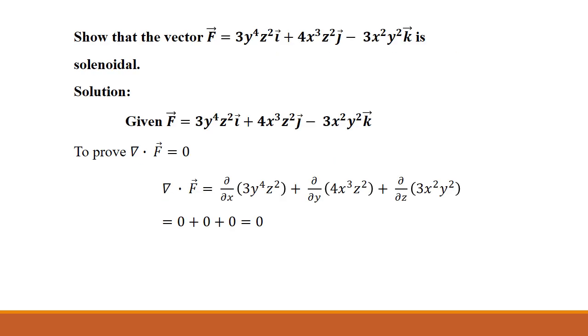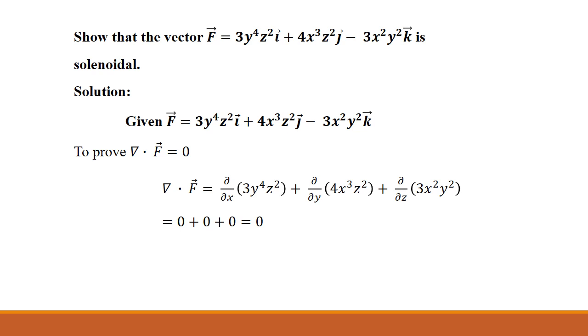Next, find the condition so that the vector f vector is solenoidal. Here one vector f vector is given. The question is to show that the vector is solenoidal. We know that f vector is solenoidal means div f vector equal to 0, that is del dot f vector equal to 0. First find out the value of del dot f vector. If del dot f vector equal to 0, then f vector is solenoidal.